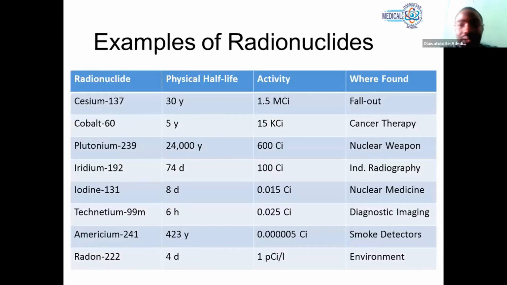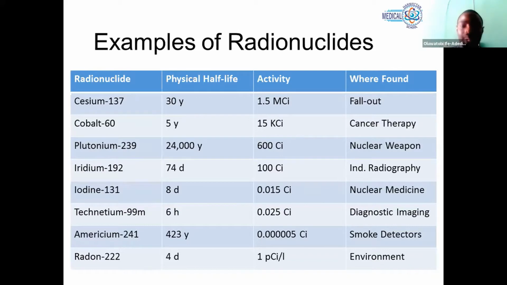So examples of radionuclides: cesium-137, cobalt-60, plutonium-239, iridium-192, iodine-131, and so on and so forth. So we can see that the first thing that describes these radionuclides is their physical half-life. Physical is there because we also have what we refer to as the biological half-life. But let's just focus on their physical half-life. Then we can see the activity, just like we mentioned earlier, the units in curie, or specific activity for radium-222 in picocurie per liter.